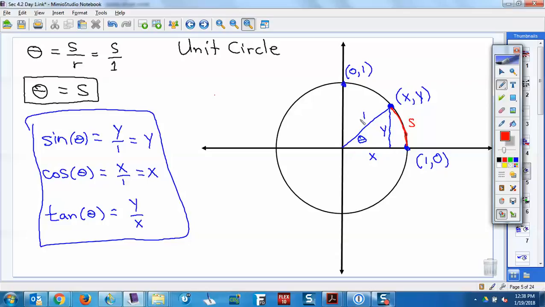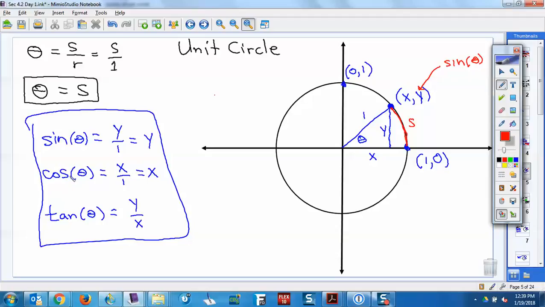Now, in this triangle, the hypotenuse would be 1, because that's also the radius. So SOHCAHTOA would tell us sine of theta would be y. If I take a point on the unit circle, I don't know what it is, so we'll just call it x, y. In your right triangle, the x-coordinate is this side of the triangle, and the y-coordinate is this side. Sine would be opposite over hypotenuse, y over 1. Well, that's just y. Interesting. So this y-coordinate right here is the sine of that angle.